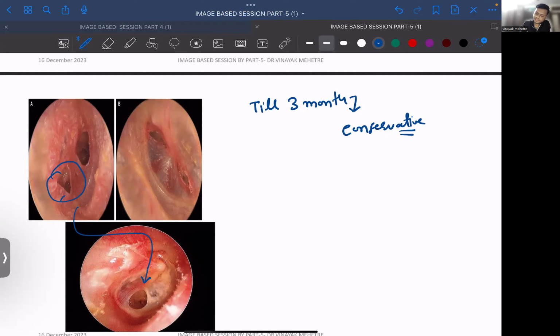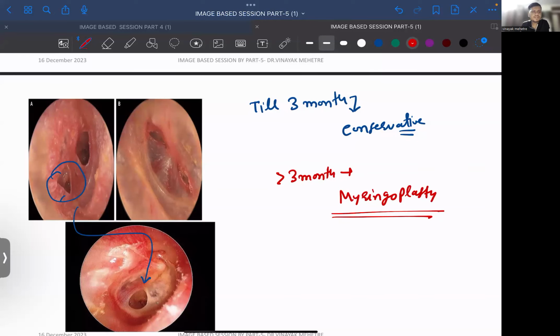But if the patient comes after 3 months, as I said, you will get confused between tympanoplasty and myringoplasty. The answer is myringoplasty. A repair of the tympanic membrane is called myringoplasty. A repair of the middle ear is called tympanoplasty. They are opposite.